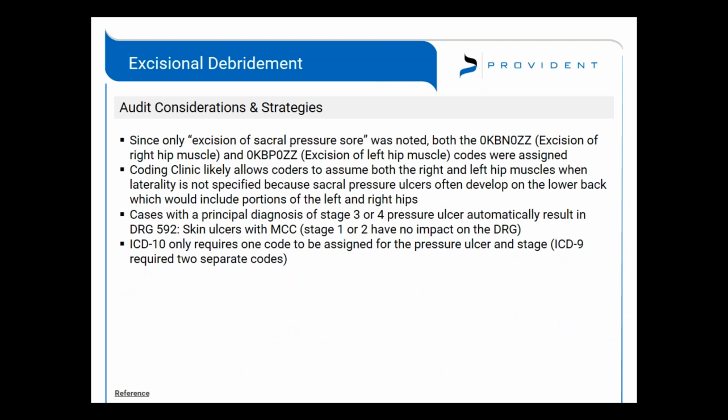Because all that was written was that there was an excision of the sacral pressure ulcer. So two codes are needed.